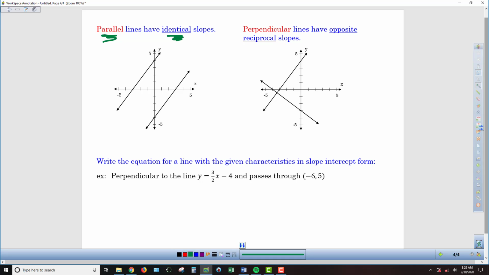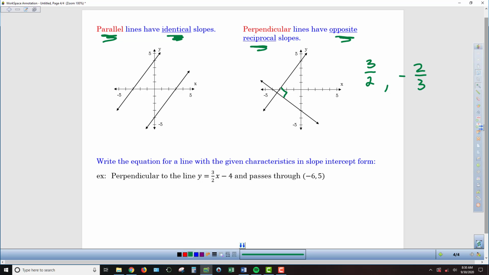The other circumstance that we should be aware of is perpendicular lines. When lines are perpendicular, that means they intersect, but they not only intersect, they intersect at a right angle. And so if lines are perpendicular, they have opposite reciprocal slopes. Meaning if the slope of one of the lines is, let's say, 3/2, then the other one is going to be the reciprocal of that, 2/3, but it's also going to have the opposite positive or negative sign. So opposite signs and reciprocals, opposite reciprocals.